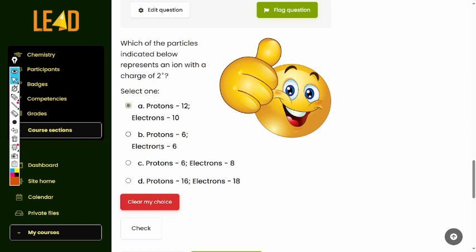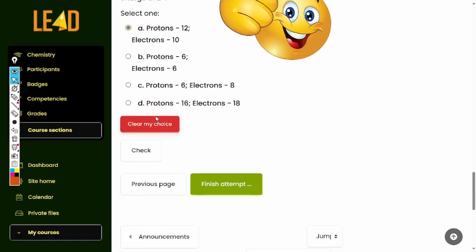This is not the answer. B is not the answer because the protons and electrons are equal. They are the same, so this is not an ion. In this case, there are 6 protons and 8 electrons. There are more electrons than protons, so this atom gained 2 electrons to become 8. Then for this, there are 16 protons and 18 electrons. More electrons than protons, so it gained 2 electrons. Both of these will give us 2- and 2-, telling us that they gained electrons. So the only 2+ here is the first option.